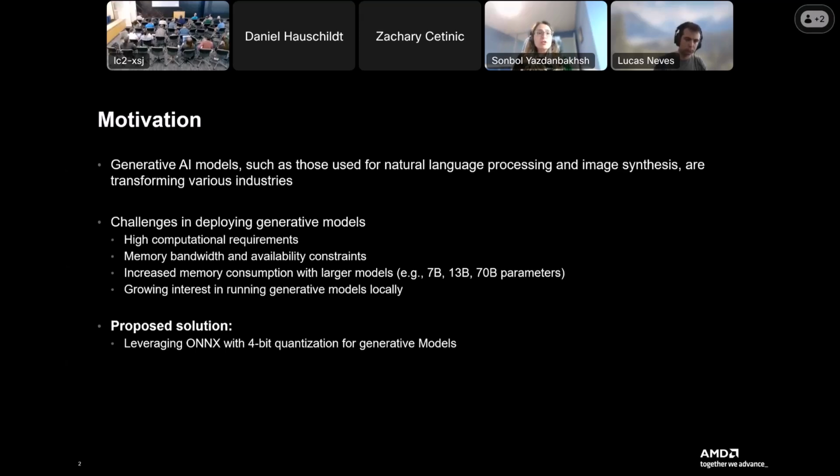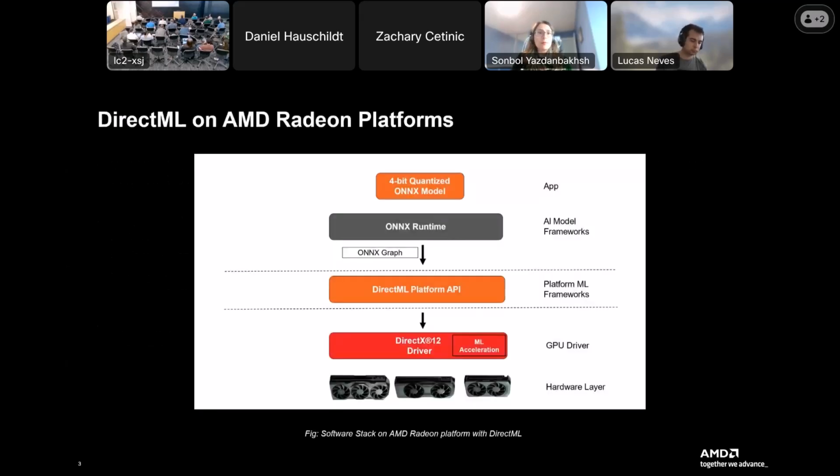So our solution at AMD was leveraging the ONNX and Olive framework to quantize and optimize these models. Next slide, please. Before diving into the details, my colleague Lucas is going to deep dive into the details. I do the introduction. Before going into the details, I'm gonna talk about DirectML.